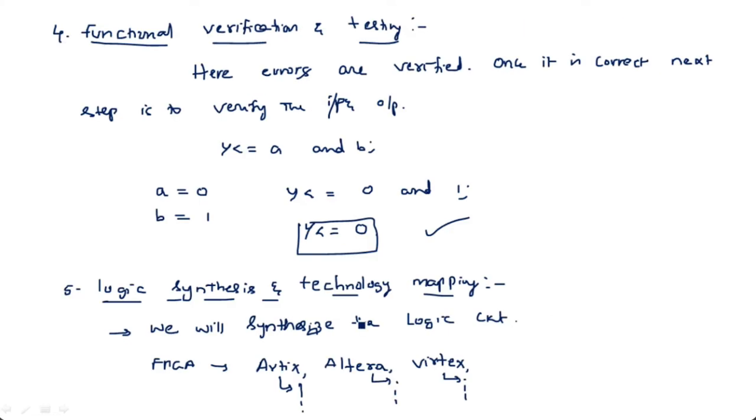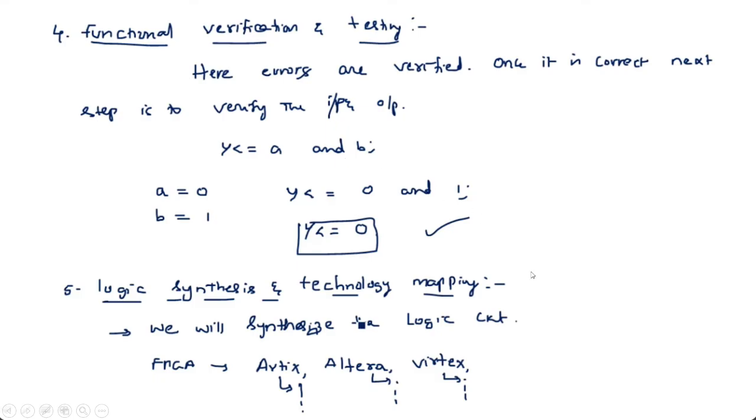Okay, and functional verification. Functional verification and testing means here the errors are verified. Once it is correct, the next step is to verify the input and output. Functional verification means compiling. After writing a code, you need to do the simulation, so that means here you are verifying whether any errors are there or not. If any errors are there, you need to fix them and go to the next step.